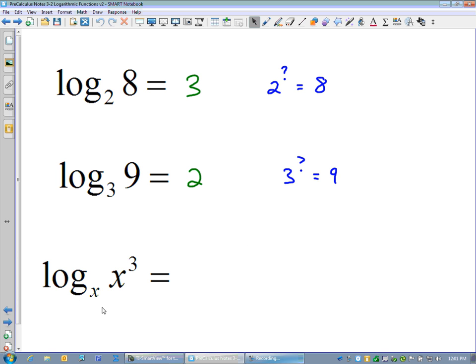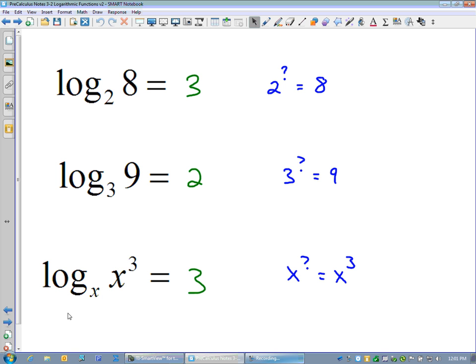And then even something like this, which would normally stump some people, you can say the exponent of x that gives you x cubed. Well, of course, that would be 3, because in your mind, you're saying x to what power gives me x cubed. So like I said, these can be very simple concepts if you understand what the notation really means. A logarithm is an exponent. So here we're looking for the exponent of x that gives you x cubed.